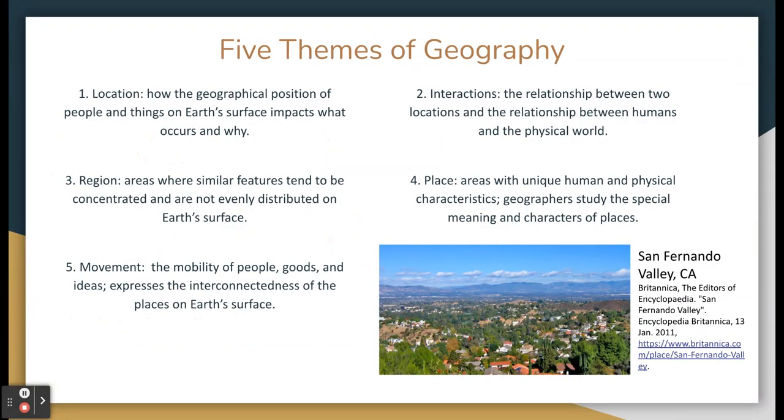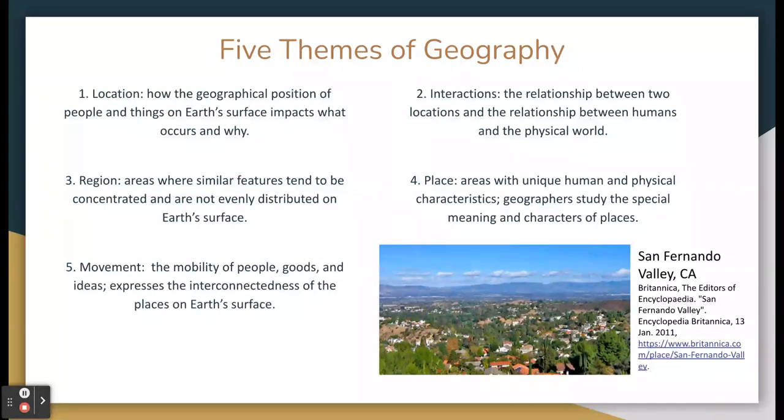The 5 themes of geography. These 5 themes are significant to understand as they will be referred to very frequently in future lessons. Additionally, they are all connected to each other. The 5 themes are location, interactions, region, place, and movement.